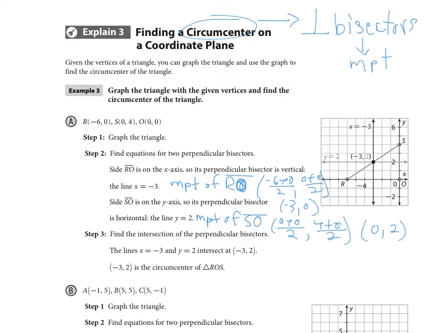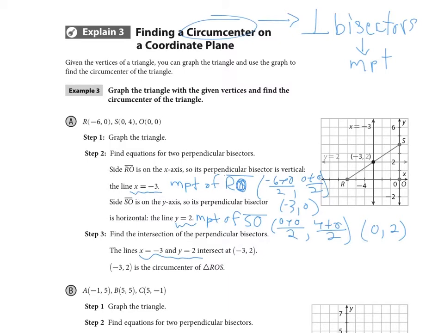Okay, so all the perpendicular bisectors, like we said, go through the midpoint, and it didn't show those calculations, so I just thought it would be helpful. The midpoint of the horizontal segment is negative 3, 0. The midpoint of the vertical segment is 0, 2. And so the 2 lines that we have to intersect are x equals negative 3 and y equals 2. And of course, the intersection of those 2 lines is just the point where you're putting both of those coordinates together, which is negative 3, 2. And so we've found the circumcenter of triangle ROS.